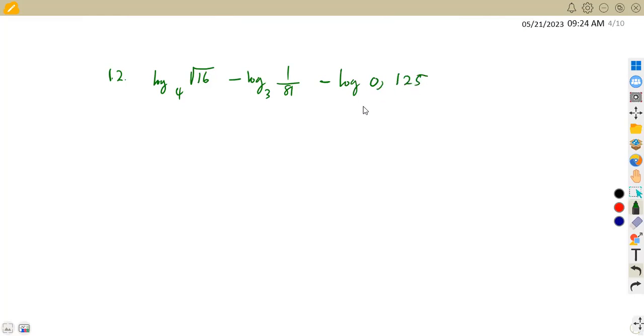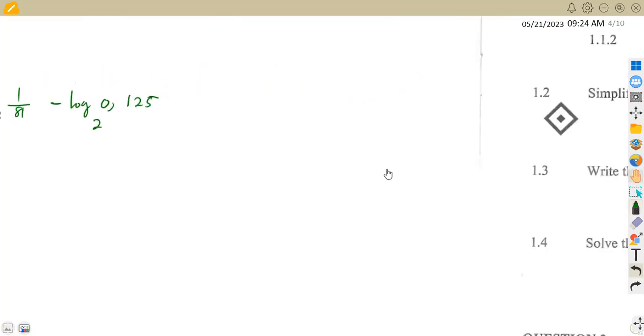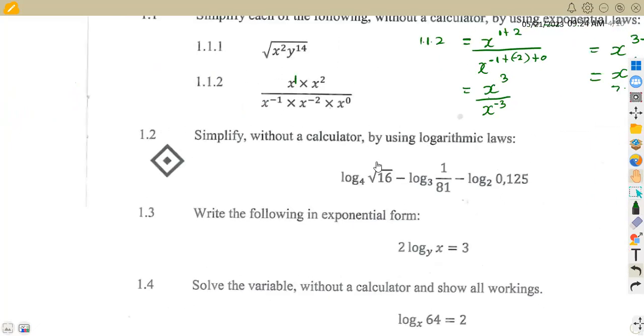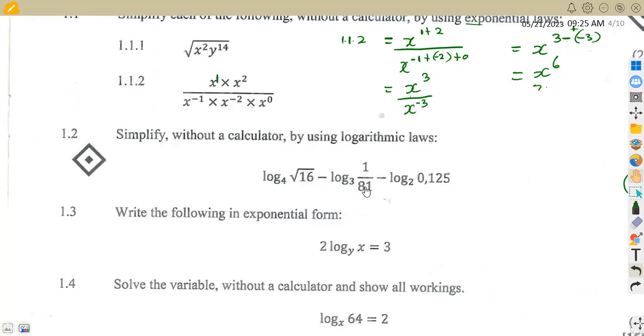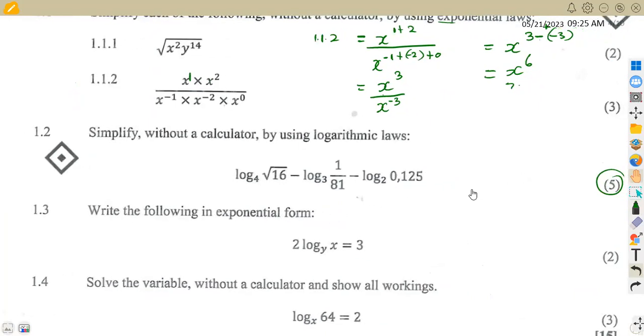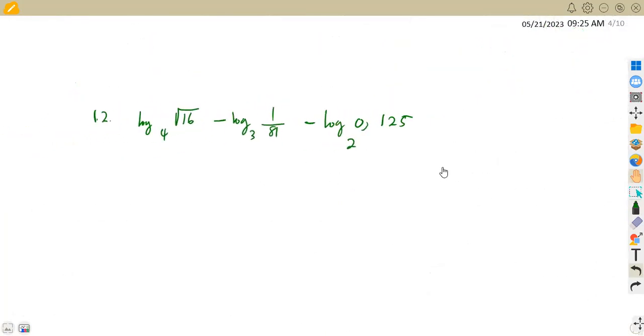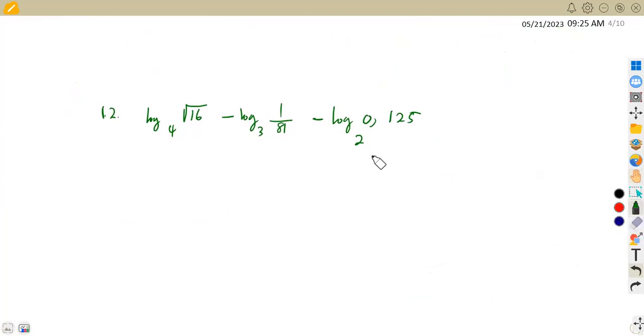All right, so this is what we were given in this case. This is the whole simplification: the log square root of 16 minus log 1 over 81 base 3 minus the logarithm of 0,125 in base 2. And that was 5 marks. Okay, so if you are given to simplify such type of equation, we are supposed to apply the laws of logarithms in this case.